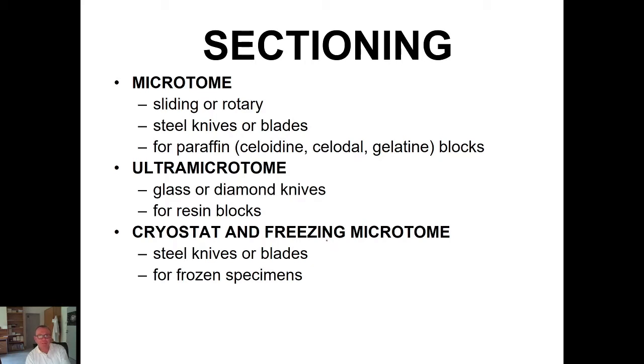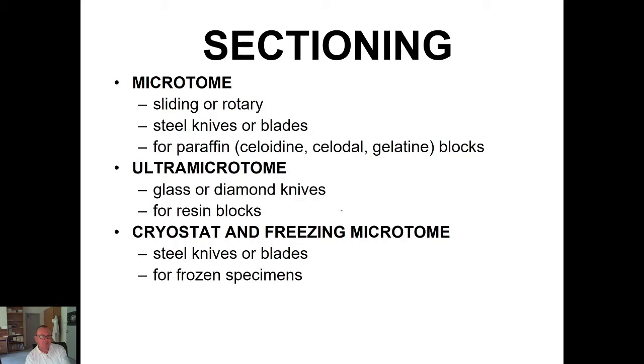Sectioning of paraffin or celloidine or water media embedded blocks is done in the machine which is called microtome. If we want to section some resin blocks, we use ultramicrotome. What is the biggest difference? The biggest difference is the material of knives.